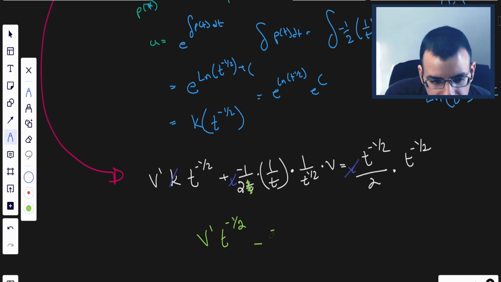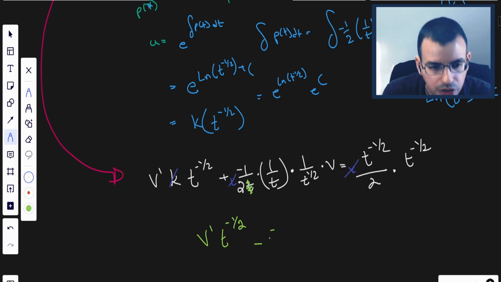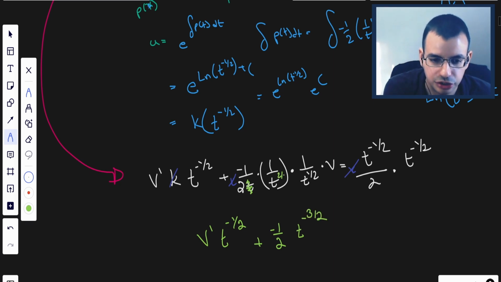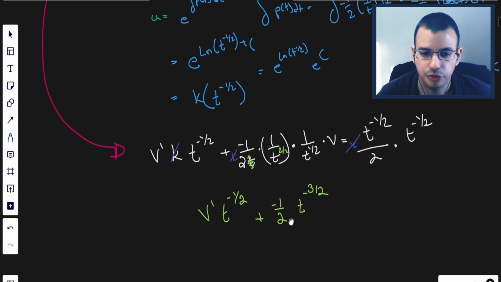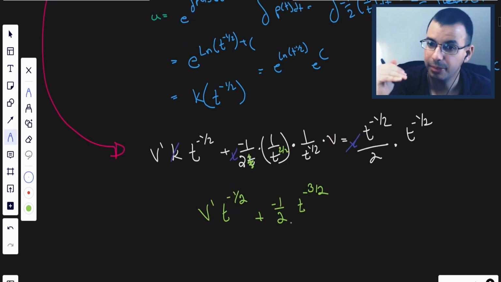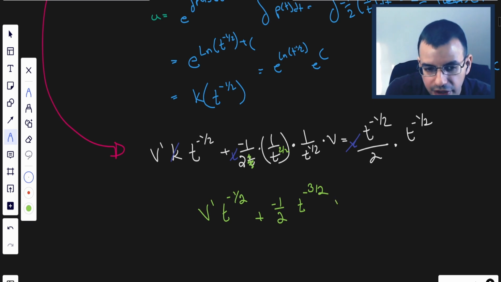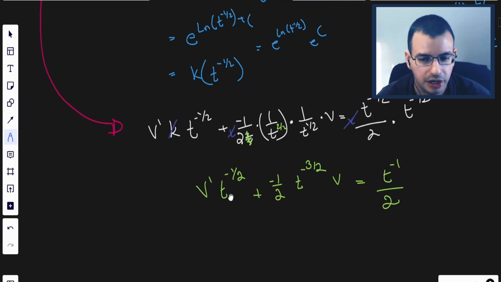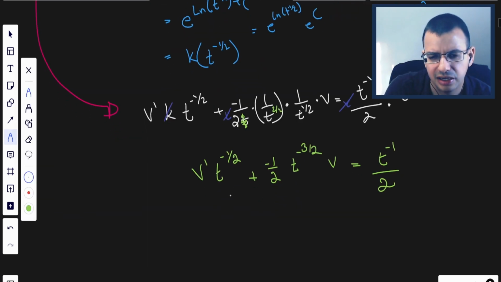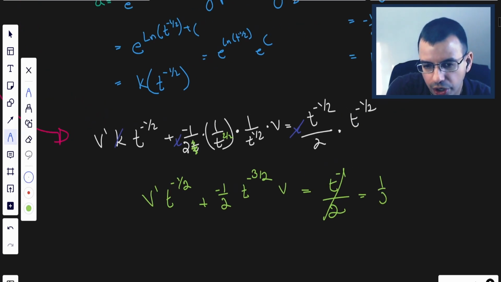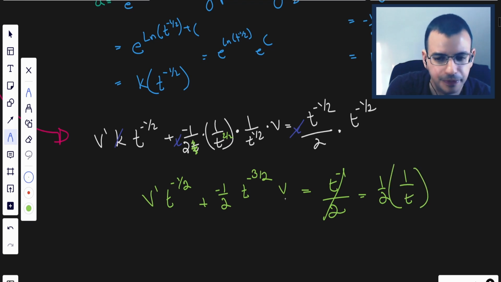So this becomes negative 1/2 t to the negative 3/2, because this is t to the 1/2 and t to the 1, we multiply together, we get 3 over 2. And then since it's in the denominator, negative v equals t to the negative 1 over 2. All right, we're good with this. Do I want that? I'm going to write this as 1/2 times 1 over t. I know, same thing, might be important, we'll see.